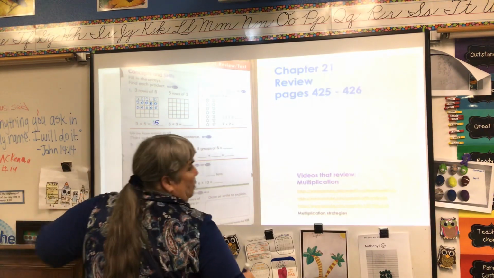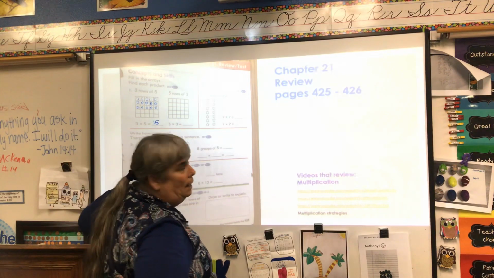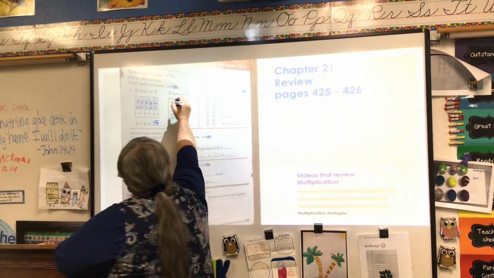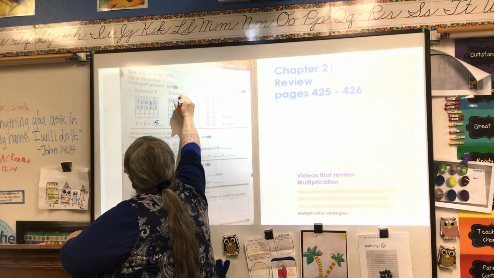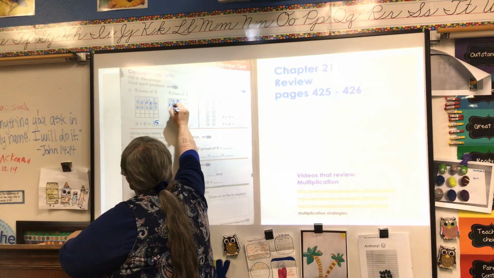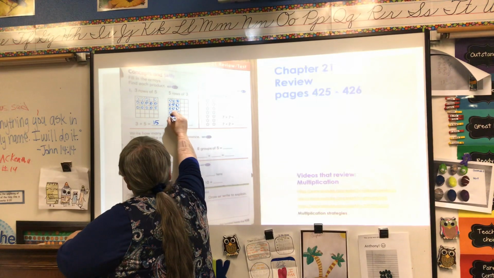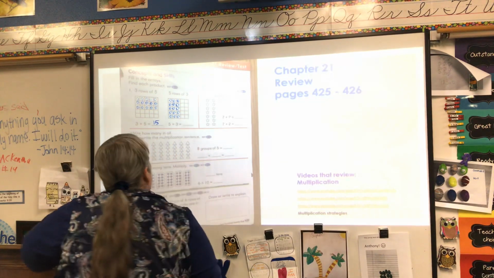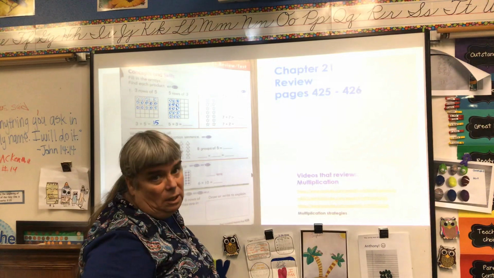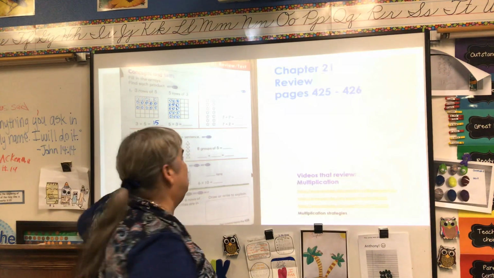Now I know the product is going to be the same, but now I'm going to have 5 rows of 3. 1, 2, 3. So 5 rows of 3 is also going to be 15.